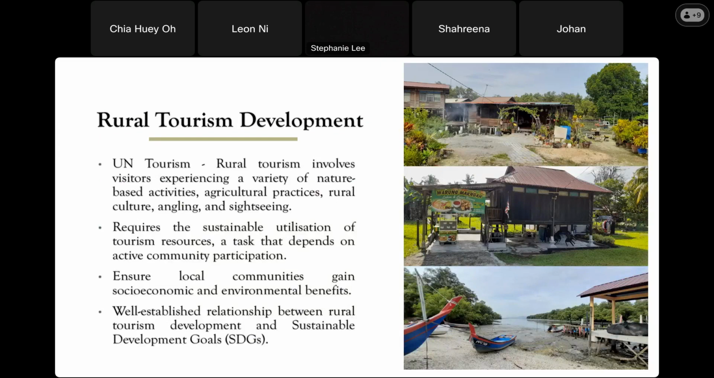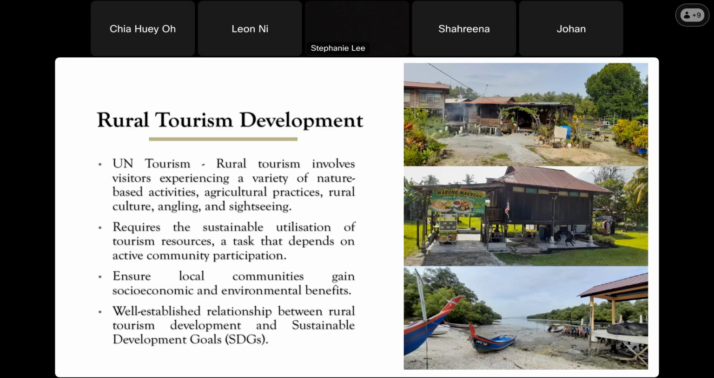So the pictures on the right are all pictures that we have taken while we were on site. The first picture is one of the gardens of the villagers as they beautify their own compound. The second one is an example of a traditional house that is still well preserved in the Kuala Juru area. And thirdly, it is the Kuala Juru jetty area where they catch cockles and fish and unload them at this jetty.